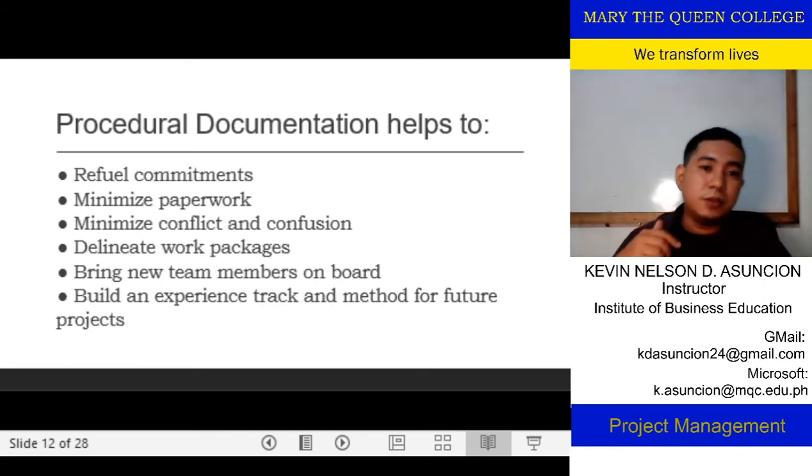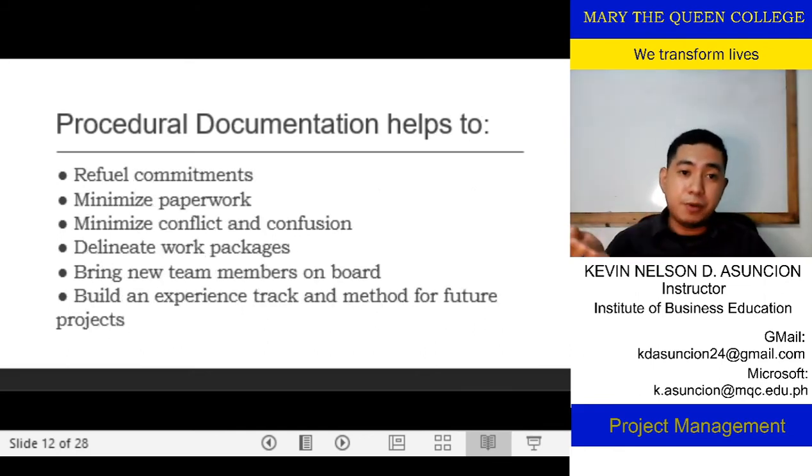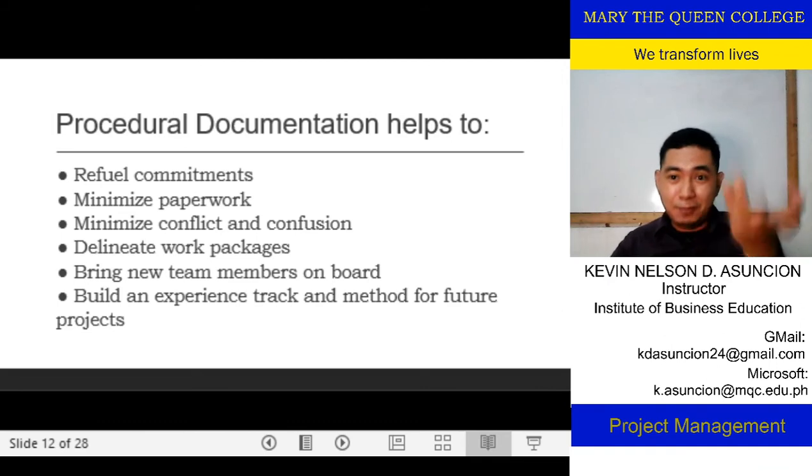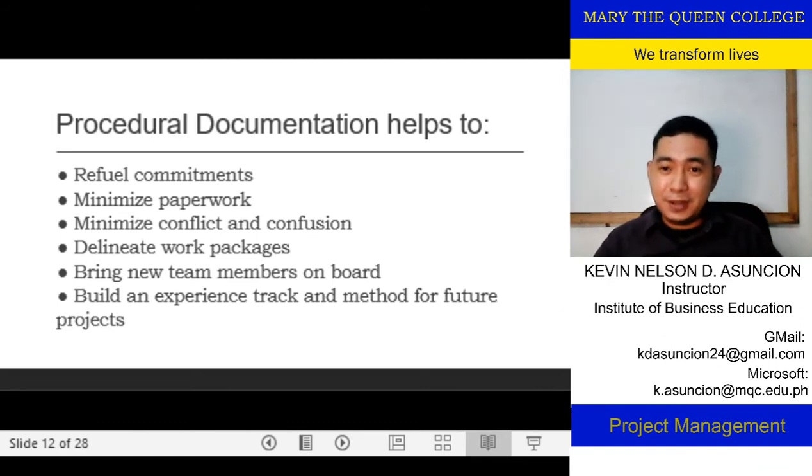Okay, it also helps to refuel commitments, minimize paperwork, minimize conflict and confusion, no? Kadalasan kasi yung mga bagay na hindi nasusulat, yun yung pinag-aawayan. Tulad ng mga utang na naisulat sa tubig, yun, pinag-aawayan yun. Pero kung meron kang kasulatan, tulad sa bangko, di ba, tsaka sa mga lending institution, hindi ka makapalag kasi meron kasulatan, no? So may documentation.